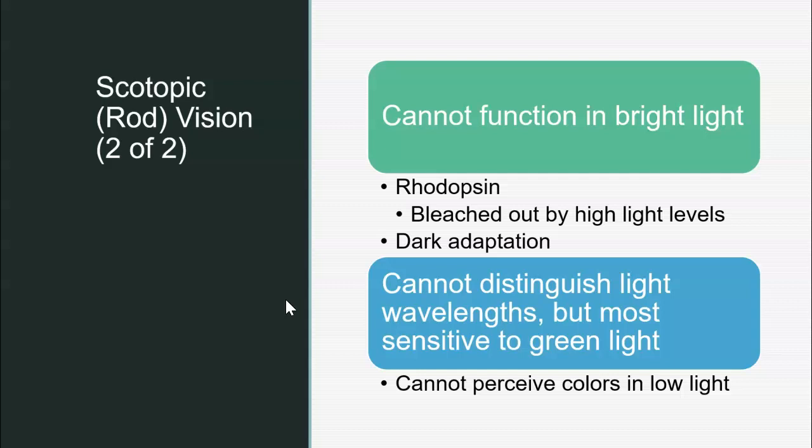Cannot perceive colors in low light. So when you are in a dark room, you can't really see colors well. That is normal, okay? Green is the color that you should be able to see. So if you look at the Navy SEALs, when they're going in and doing a storm, what color are those goggles, the night vision goggles? Green, right? There's a reason.